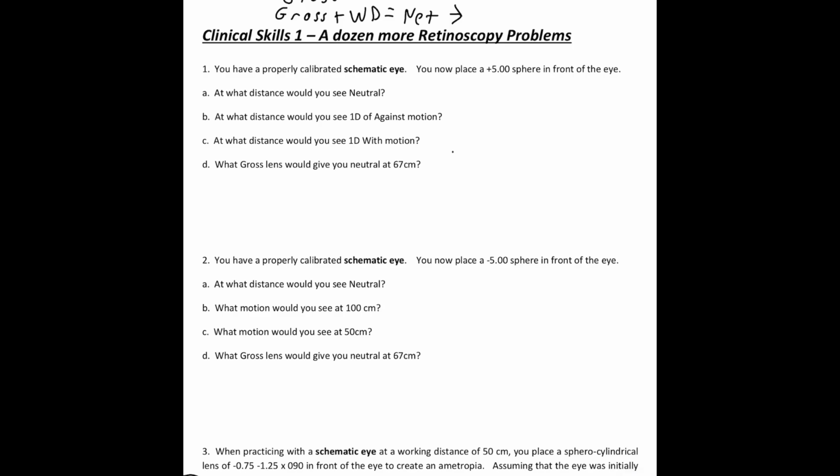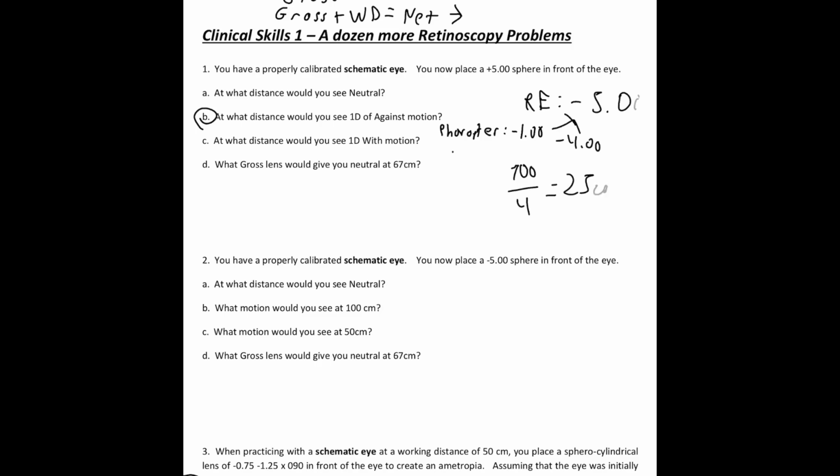I kind of just see it as at what distance. Let's say we're looking at letter B. We know the refractive error is -5, so that's where we have to end up after we take our working distance out. So at what distance would you see 1 diopter of against motion? What that's telling us is that we start with neutral, and we see against motion, and we neutralize it once we reach -1. So our phoropter will read -1. We have to end up at -5. The difference is -4. And then 100 divided by 4 equals 25 centimeters. So it's just a shortcut.